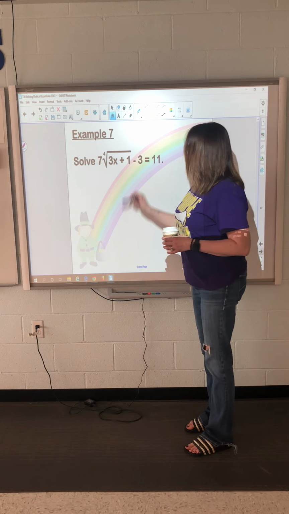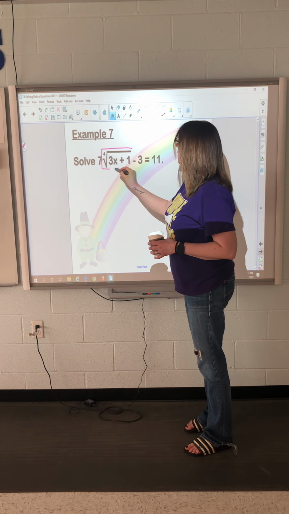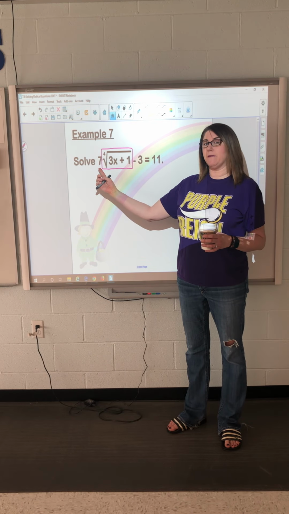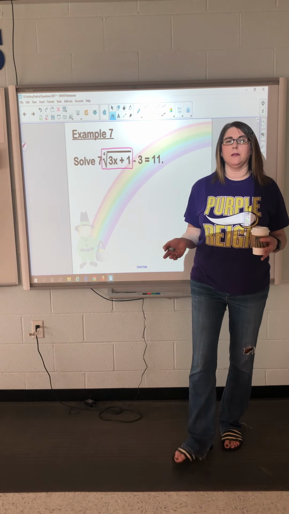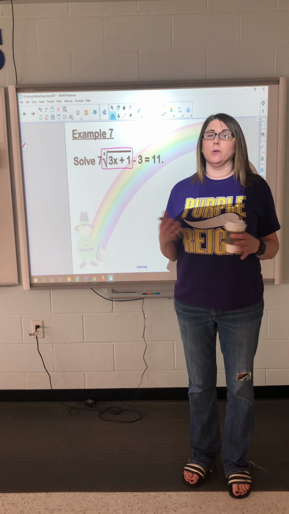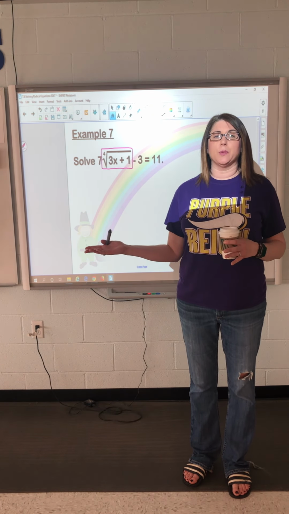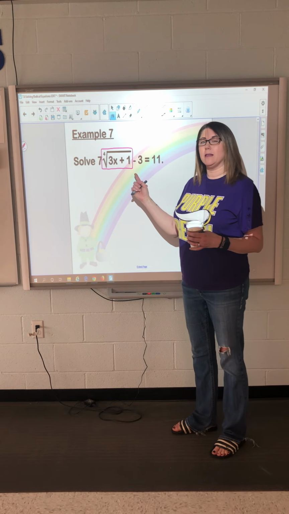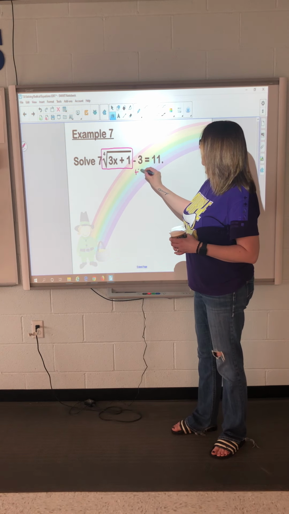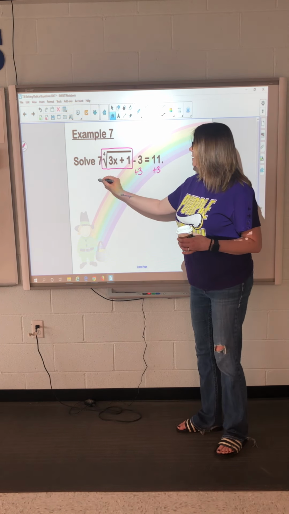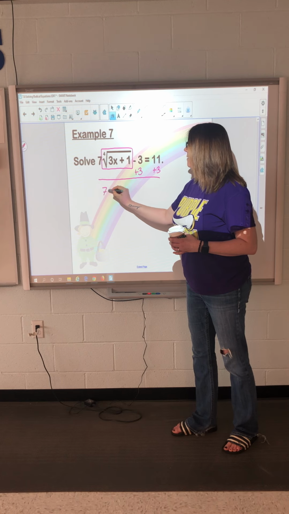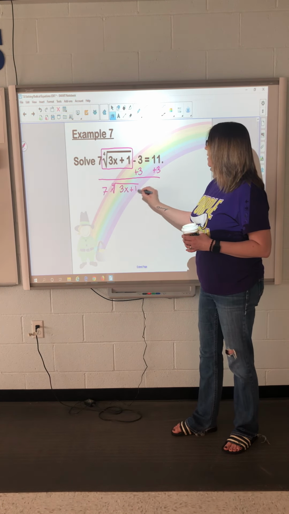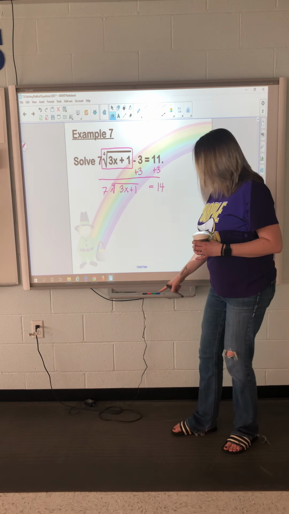All right, example 7. We want to get the radical by itself. There are 2 different things going on. There's multiplication happening with the 7, and there's subtraction happening with the 3. Again, remember, we're going to do the order of operations backwards. So normally multiplication comes before subtraction, but we have to do the opposite of that. I need to get rid of the subtraction, so we're going to do addition, and we're going to add 3 to each side. So we have 7 times the 4th root of 3x plus 1 equals 14.